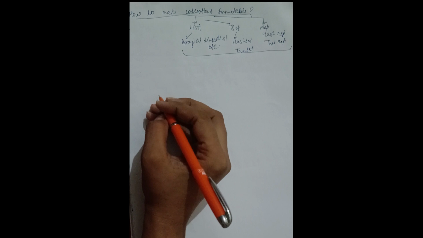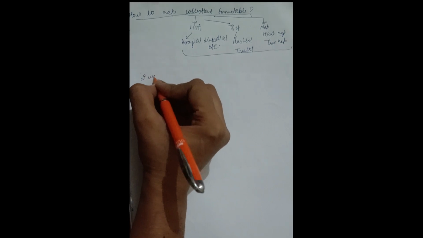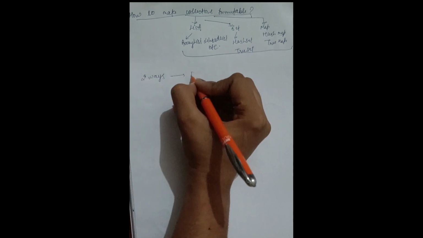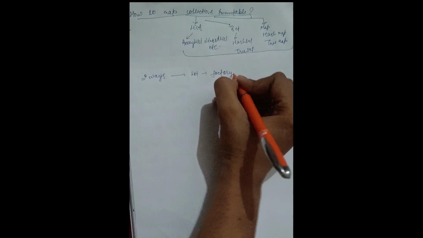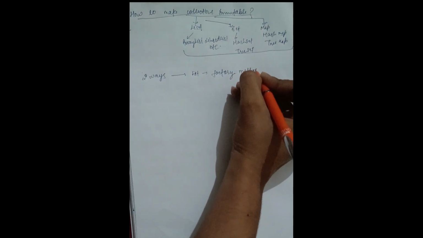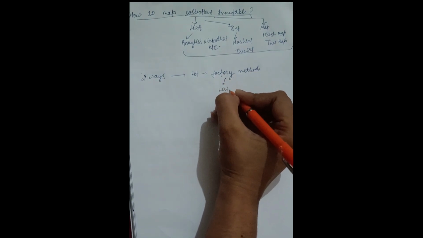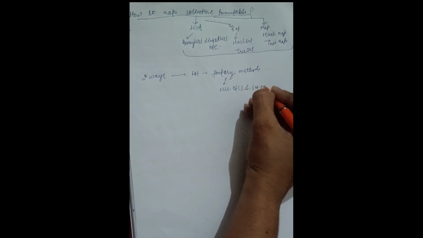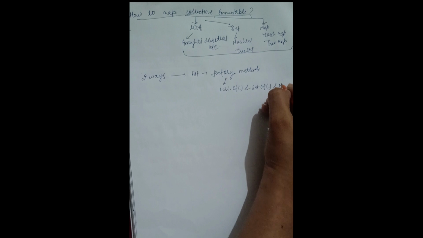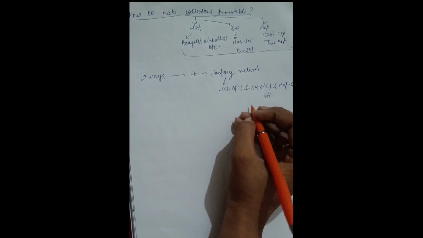So how to make them immutable is today's topic. There are two ways of creating immutable collections. The first way is using factory methods. Factory methods are like List.of, Set.of, Map.of, etc. These are the methods for creating immutable collections.